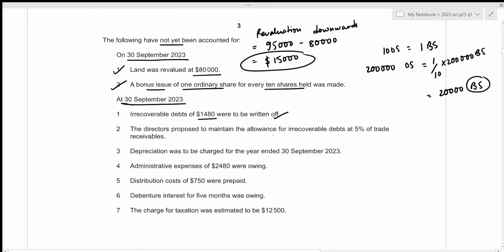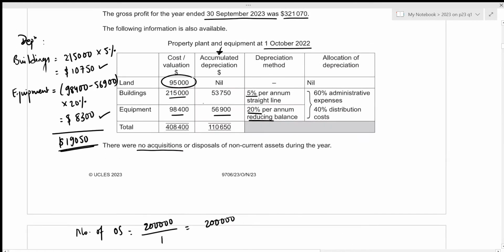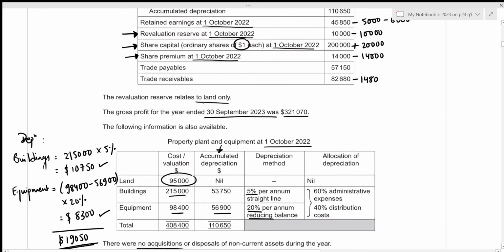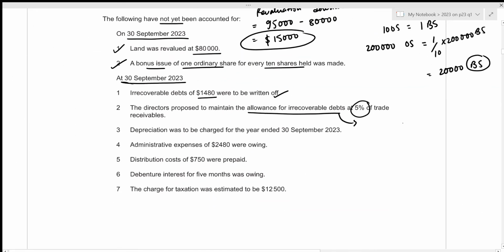statement of financial position. So we can just subtract 1,480 right here from trade receivables. Okay, then the directors propose to maintain the allowance for irrecoverable debts at 5% of trade receivables. And remember, while calculating the allowance for irrecoverable debts, we need to subtract our irrecoverable debts first. So the given value is 82,680 minus the irrecoverable debts of 1,480 multiplied by 5%. This gives the allowance for irrecoverable debt to be 4,060.